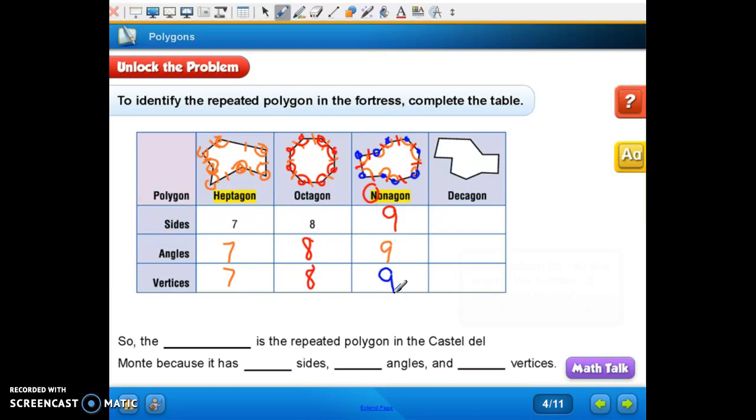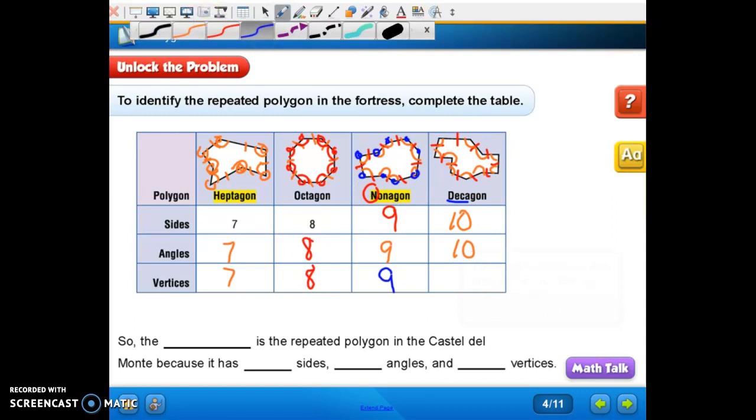How about a decagon? What's your clue to the decagon? Deca stands for 10, right? Like a decade. Okay? So we have 10 sides, 10 angles, and 10 vertices.